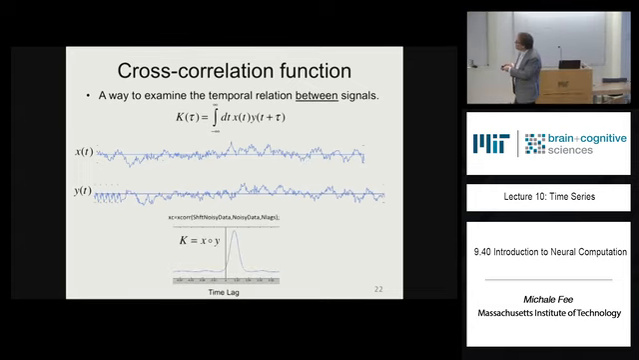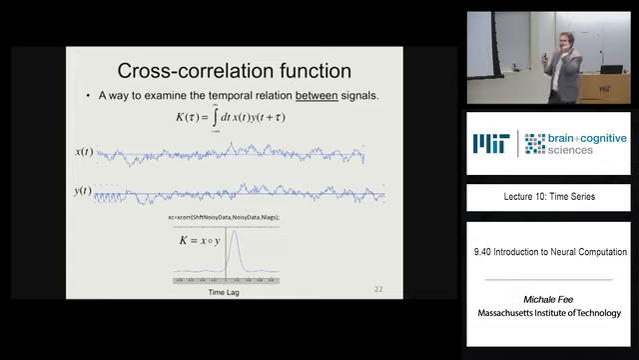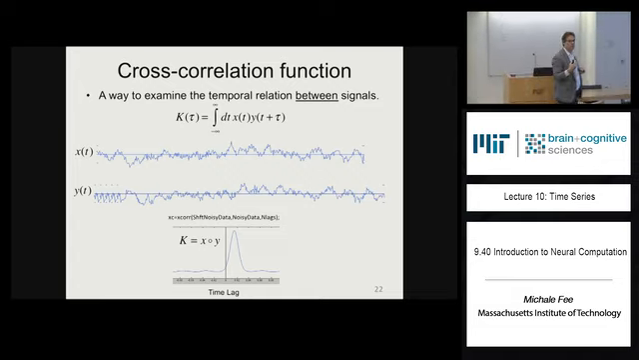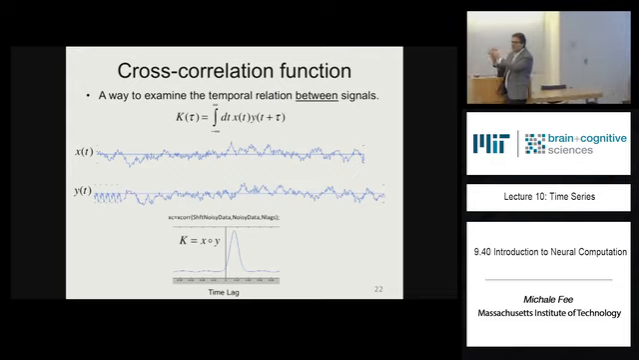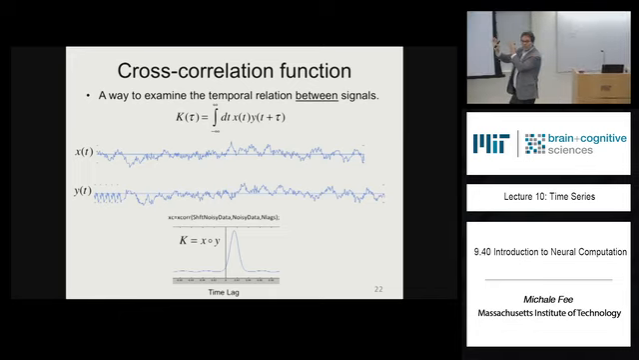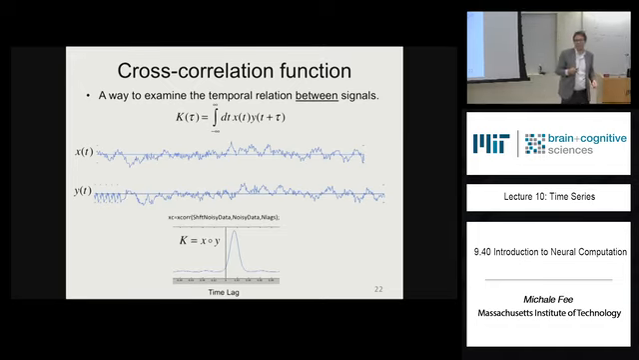When you get that function k of tau, you're going to have a peak at that lag that corresponds to where those signals are maximally overlapped. So a lag cross-correlation function is really useful for finding the time at which two signals match. If one signal is like a copy of the other one, but it's shifted in time, a lag cross-correlation function is really useful for finding the lag between those two functions.